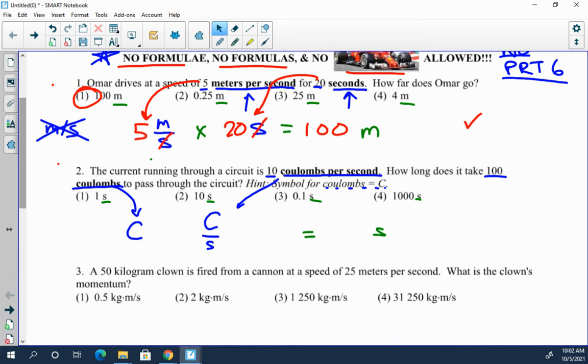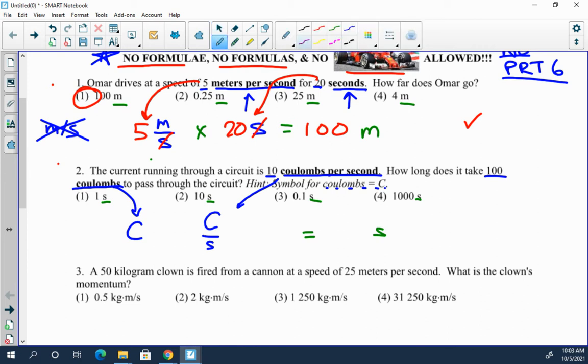Well, how could we do it? You can try it with multiplication. Does that work? Well, if you multiply these two, you would get C times C. You get coulombs squared over seconds. Nope, that does not work. So multiplication is not going to be the way you get this one. What's the other option? Division. Question is, which do you divide?